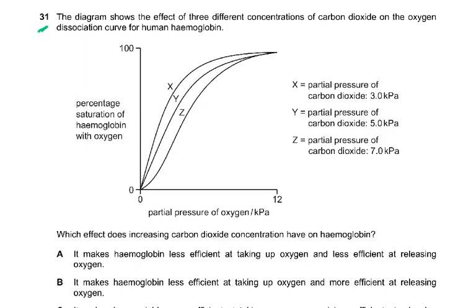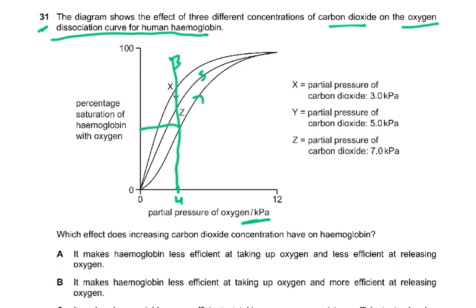Question number 31. The diagram shows the effect of 3 different concentrations of carbon dioxide on the oxygen dissociation curve for human hemoglobin. So X is 3, Y is 5, and Z is 7, so the partial pressure of carbon dioxide is increasing. Now, what you have to understand is a very simple way of doing it, I always say. Say this is 4 kilopascals. So let's draw a line straight from here.